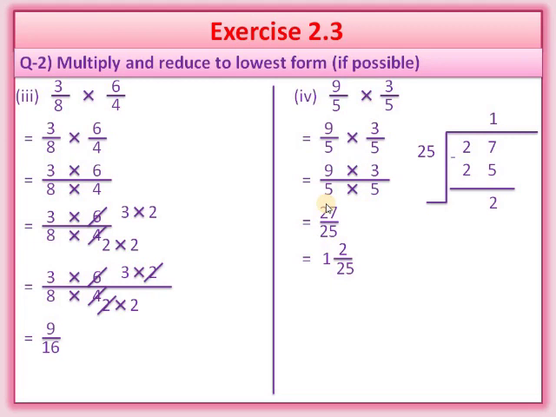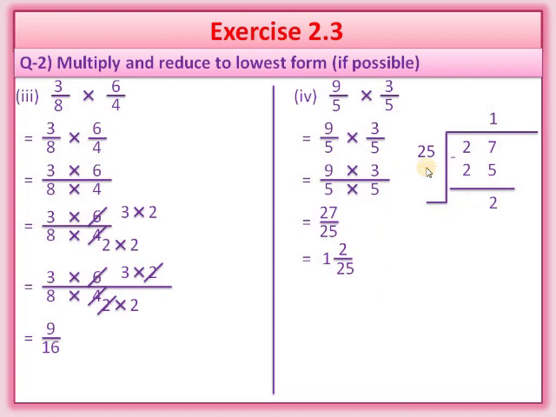So beta, it is an improper fraction. So we must convert it into a mixed fraction. Understood? So 27 divided by 25. 25 ones are 25. 7 minus 5 is equal to 2. 2 minus 2 is equal to 0. Understood? So what is the answer? 1 integer 2 upon 25, which you got as the answer here. Understood? So 1 integer 2 upon 25.